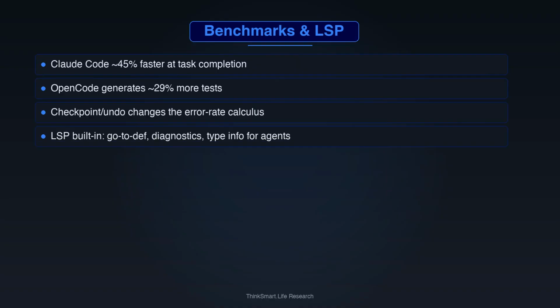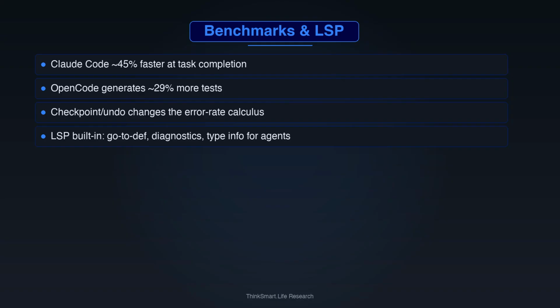OpenCode responded pragmatically: launch Black, the enterprise API gateway, accelerate Zen, pay-as-you-go model access, and lean into provider agnosticism as a feature rather than a workaround. One important clarification: you can still use Claude with OpenCode, you just need a direct API key, not a consumer subscription token. On benchmarks, Claude Code completes the same coding tasks approximately 45% faster.